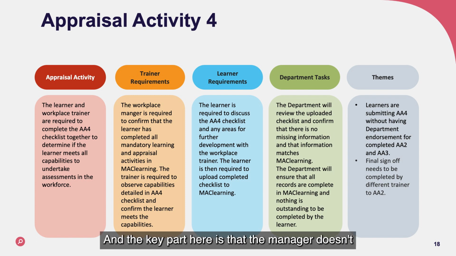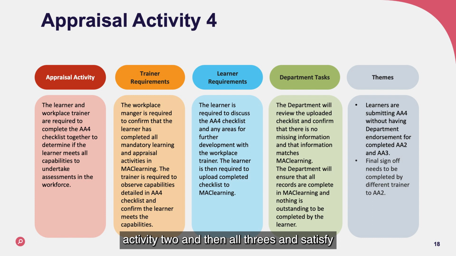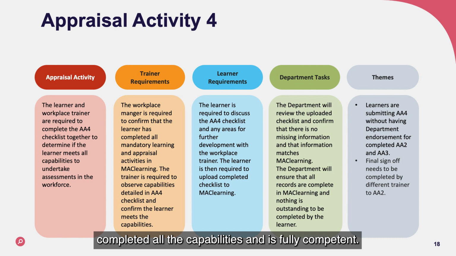And the key part here is that the manager doesn't need to observe the learner doing an assessment. The manager should talk to the trainer about the learner's performance, and that should be already assessed through Appraisal Activity 2 and 3. So the manager just needs to basically look at all the training components from the transcript on MAClearning through to the sign off on Appraisal Activity 2 and then all 3s, and satisfy themselves that they're happy that the learner has completed all the capabilities and is fully competent.